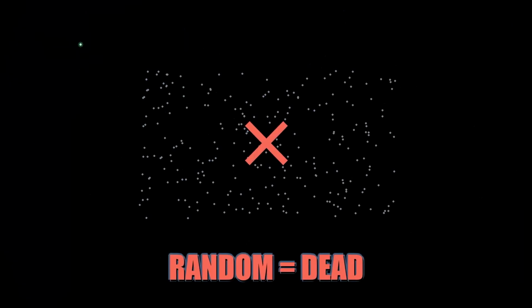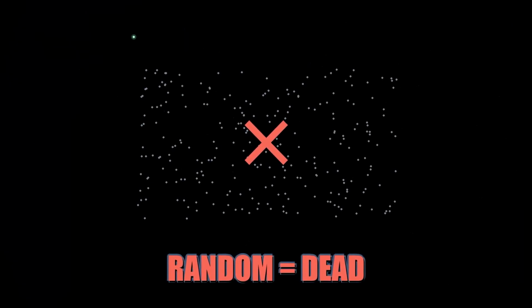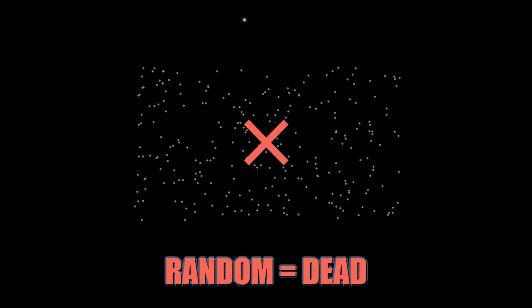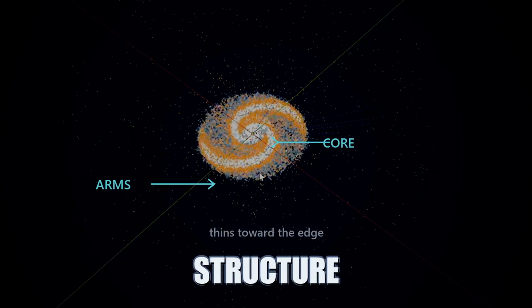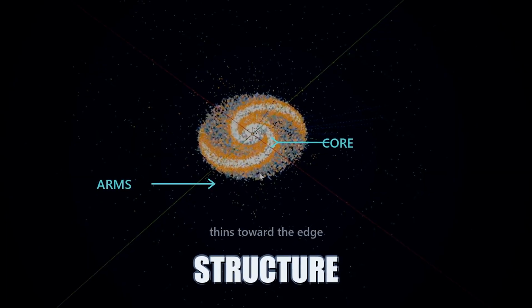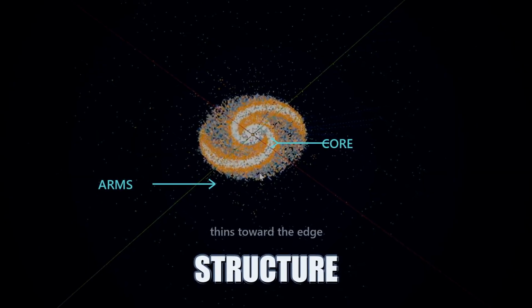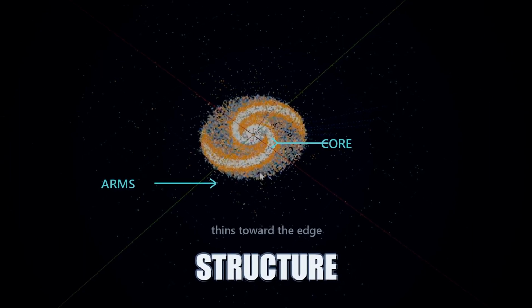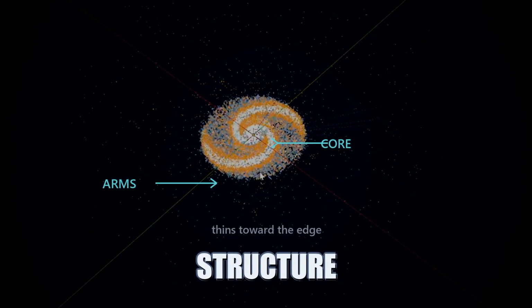First question, why is this even hard? Well, if you just scatter stars at random, you don't get a galaxy. You get noise. It looks dead. A real galaxy has structure. A dense, bright core. Arms winding outward. Stars packed tight in the middle and thinning out toward the edge. And it isn't flat either. It's a three-dimensional cloud you could fly straight through.